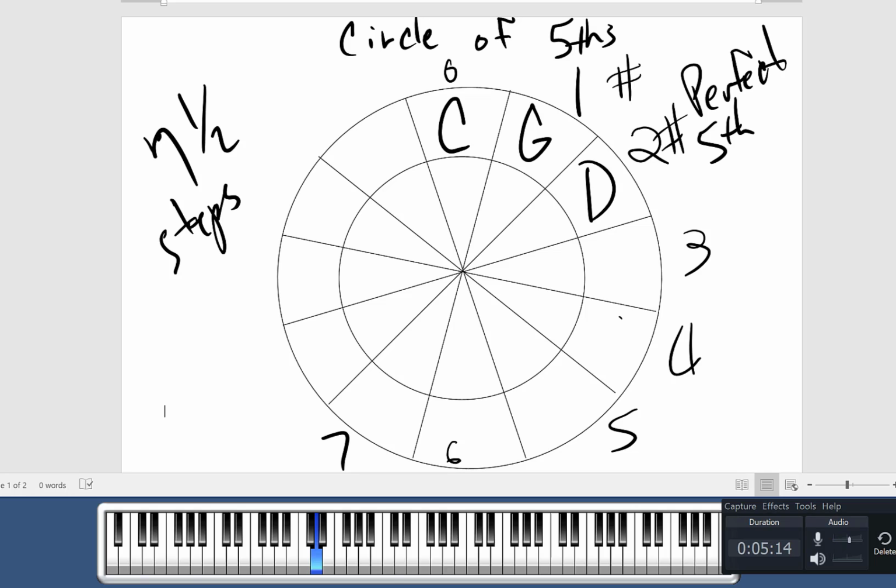There's a D, whole step, half step, whole step, whole step, half step. And now we have a D major scale. We have the key of D.